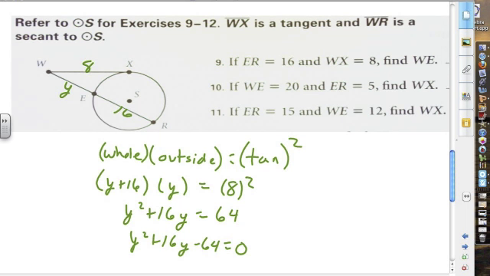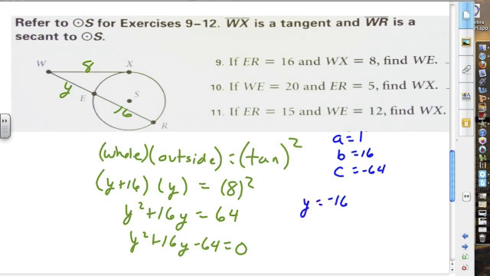I can try to find two numbers who multiply to be negative 64, and then when I add them together, I get a positive 16. Seems like a piece of cake. Or I can use the quadratic formula. I'm going to go with the quadratic formula again. My a is 1, my b is 16, and my c is a negative 64.